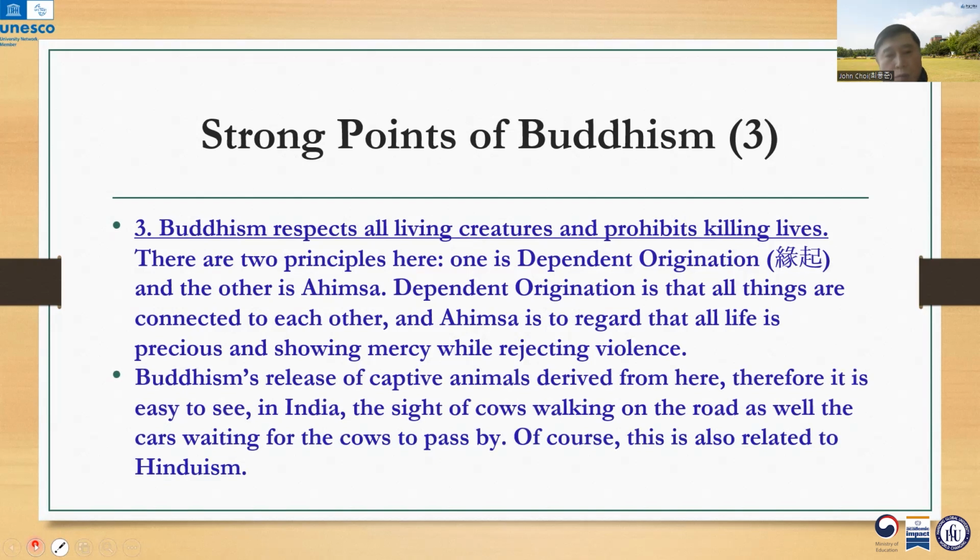So Buddhism's release of captive animals derived from here. Therefore, it is easy to see in India the sight of cows walking on the road as well as the cars waiting for the cows to pass by. Of course, this is also related to Hinduism.